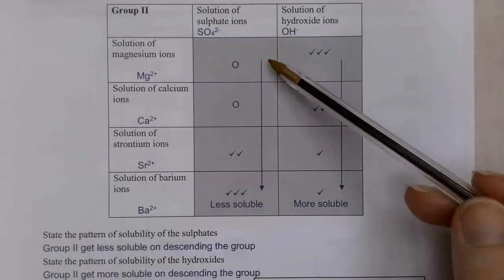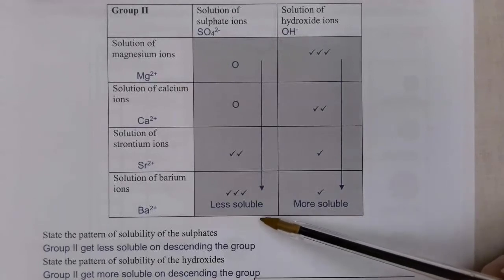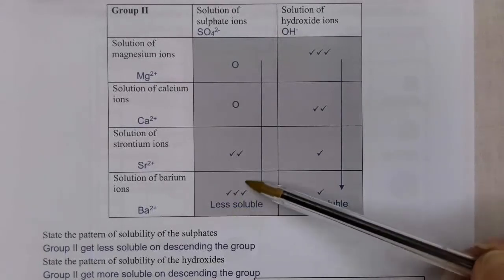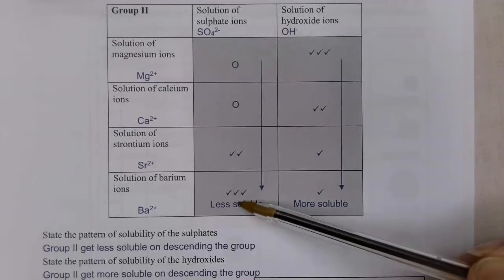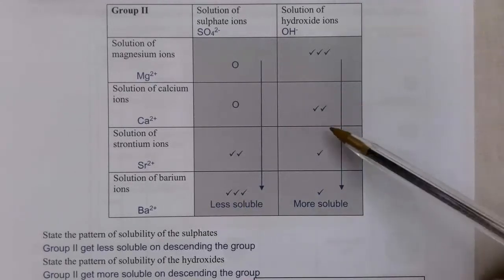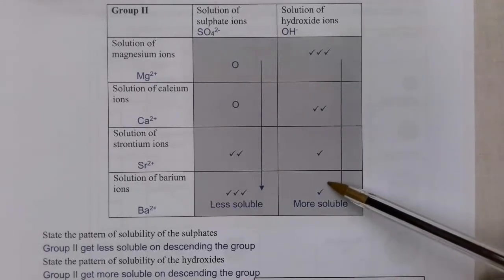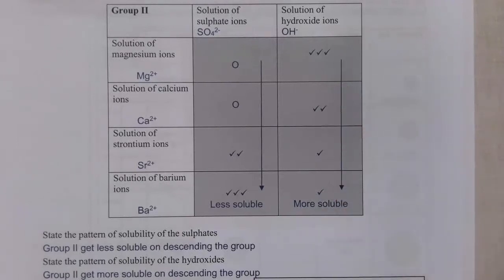As you go down the group for the sulfates, they become less soluble. So barium sulfate is a thick white precipitate, whereas the hydroxides follow the opposite trend. They become more soluble as you go down the group. Now at this stage, all you need to know is the trend in solubility. You don't need to actually understand the reasons why. We will be studying those reasons in a pack called Solubility, which will be in the summer term.